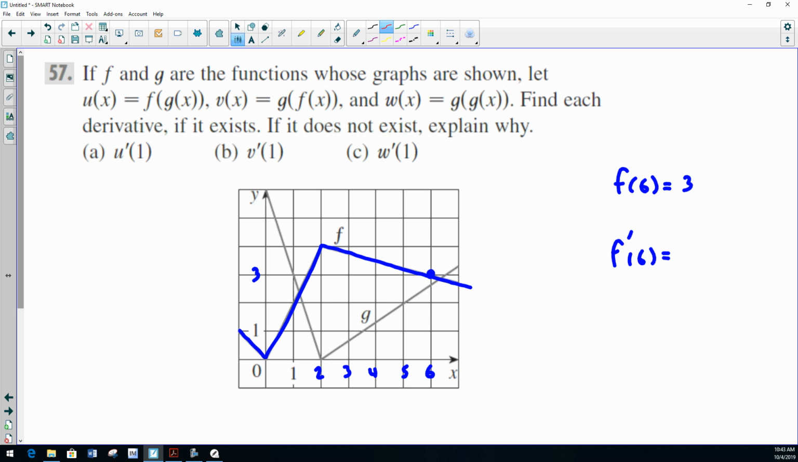So she doesn't have a preference. Does anybody have a preference, A, B, or C? B? Okay. V prime of x would be G prime f of x times f prime of x. In other words, the chain rule, right? Then V prime of 1 is going to be G prime f of 1 times f prime of 1.